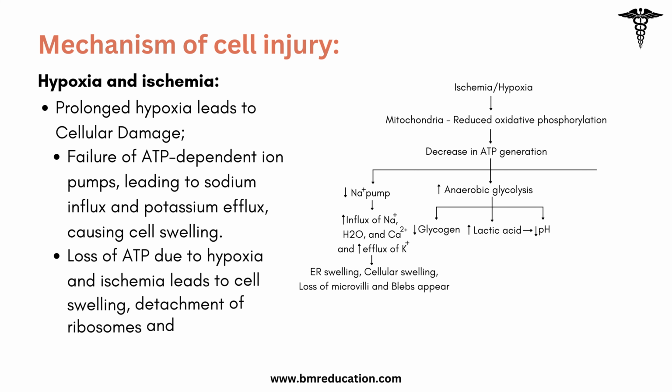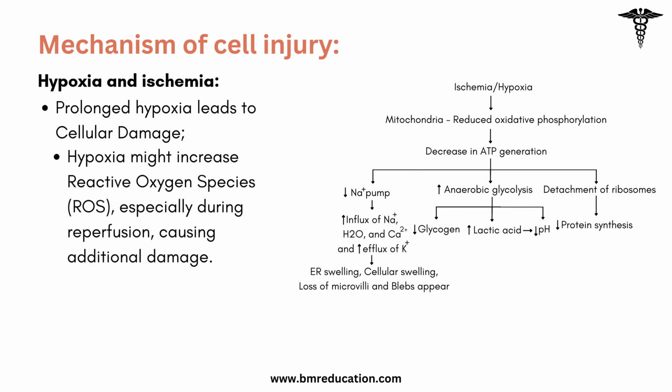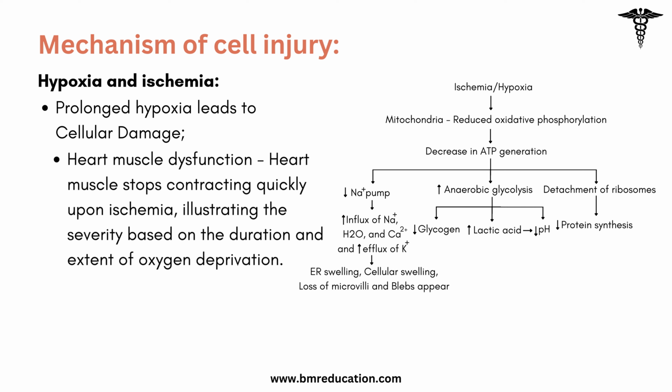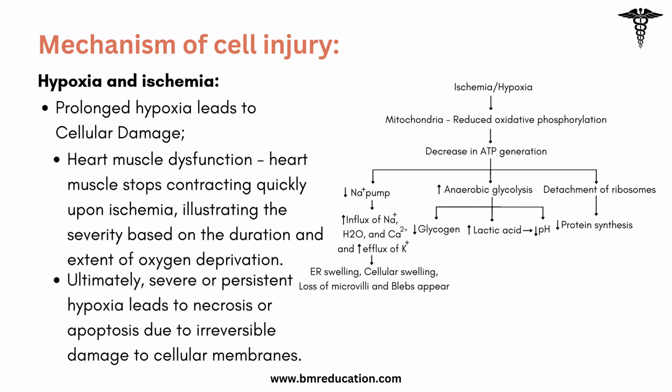Loss of ATP due to hypoxia and ischemia leads to cell swelling, detachment of ribosomes, and disruption of protein synthesis. Hypoxia might increase reactive oxygen species, especially during reperfusion, causing additional damage. Heart muscle stops contracting quickly upon ischemia, illustrating the severity based on the duration and extent of oxygen deprivation. Ultimately, severe or persistent hypoxia leads to necrosis or apoptosis due to irreversible damage to cellular membranes.